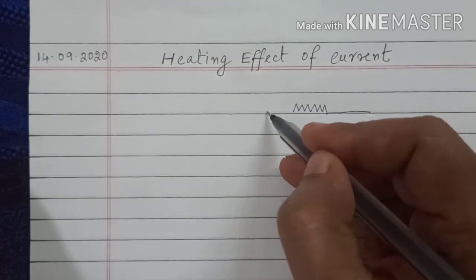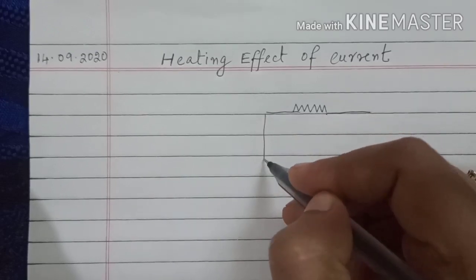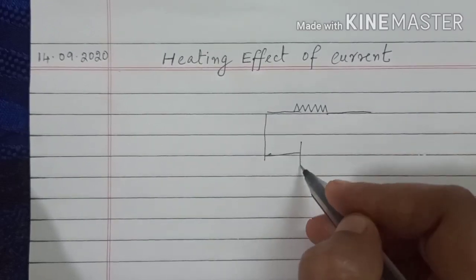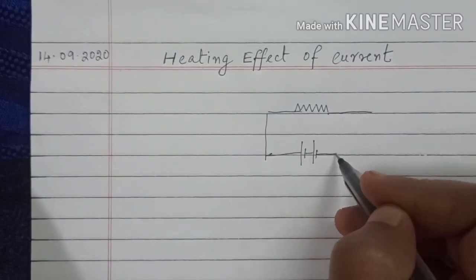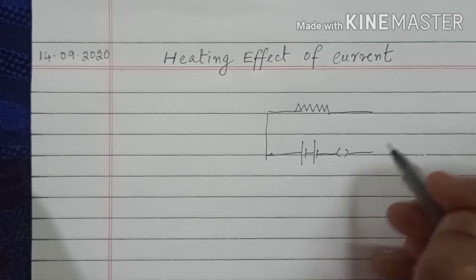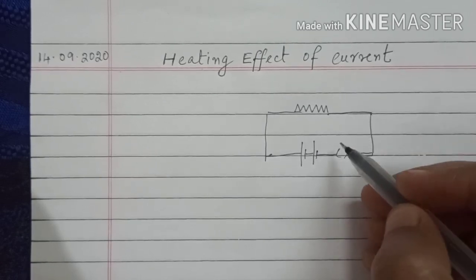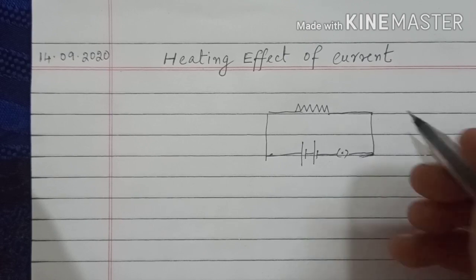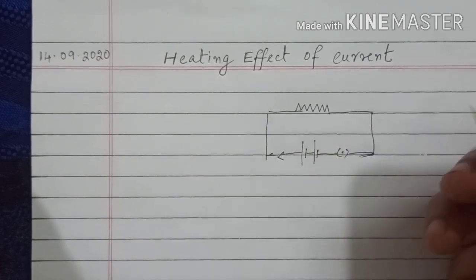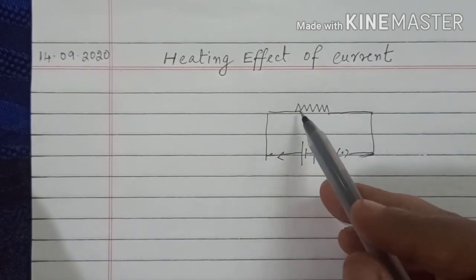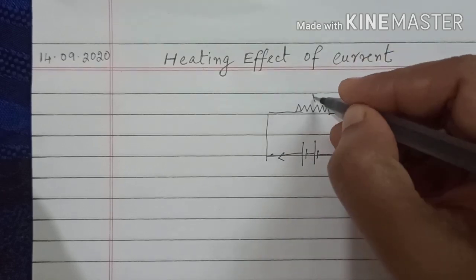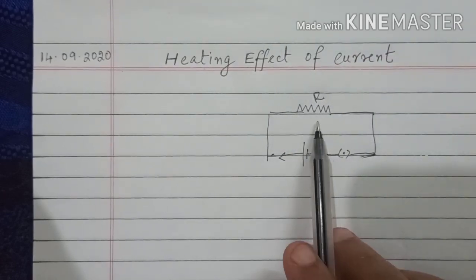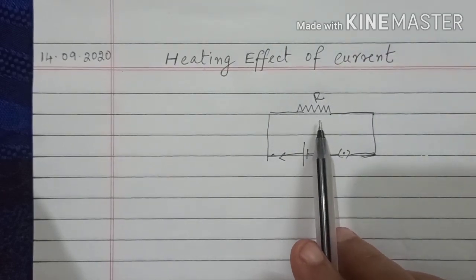So, resistor only connected to a battery and a key. When we switch it on, what will happen? The current will start to flow. So, the current flows through the resistor and the resistor produces heat.